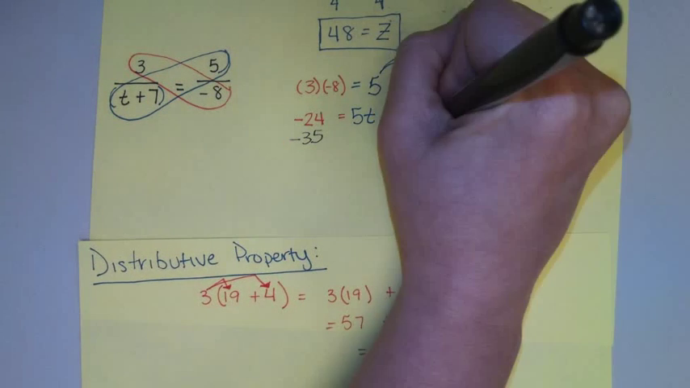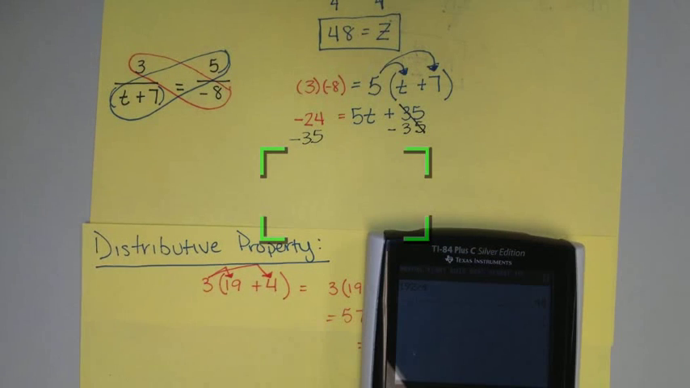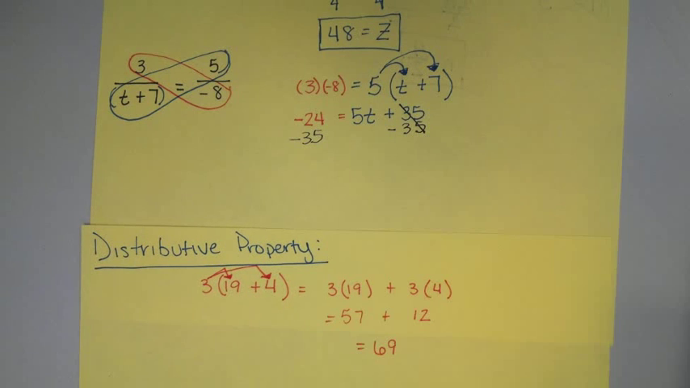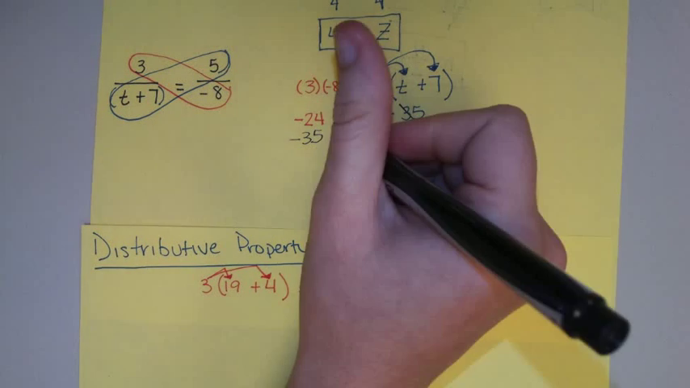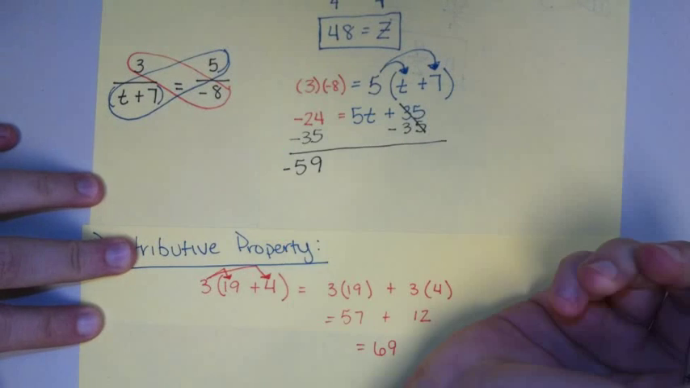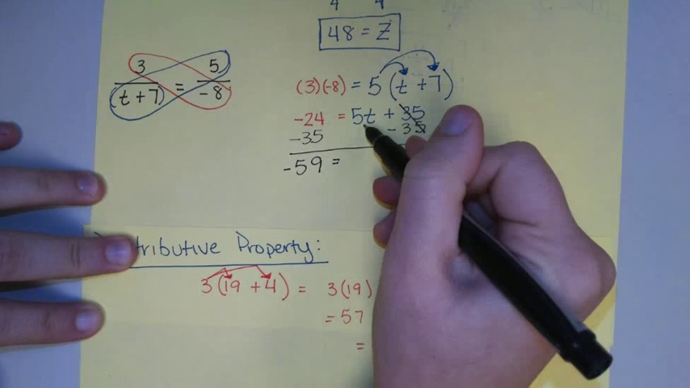So that cancels. And when I do, always check your negatives in a calculator. I'm going to do negative 24 minus 35. I get negative 59. I want to bring down my equal sign and bring down my 5t.